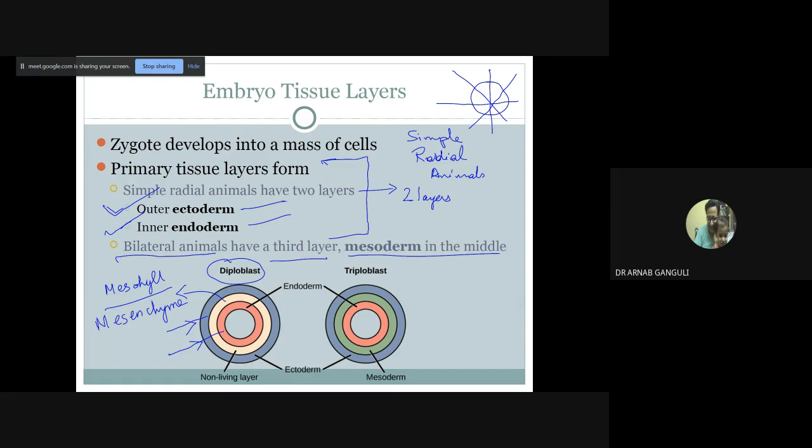And in triploblastic animals, you have an outer ectoderm, an inner endoderm, and in between a new layer develops. This light green one is known as mesoderm. This mesohyl or mesenchyme is basically a non-living matrix with some living cells present.